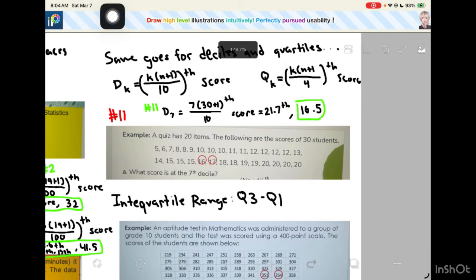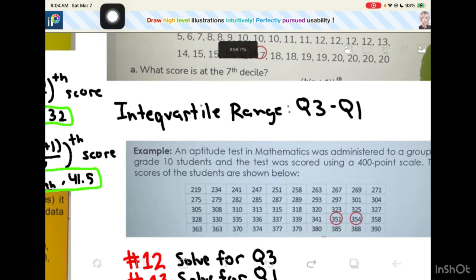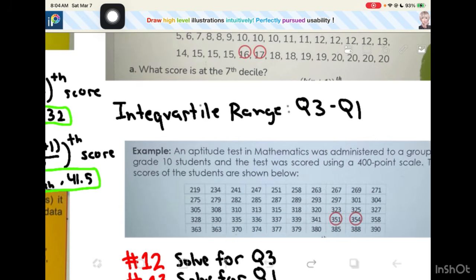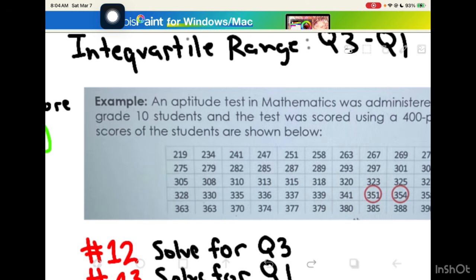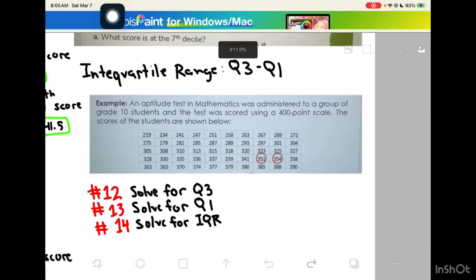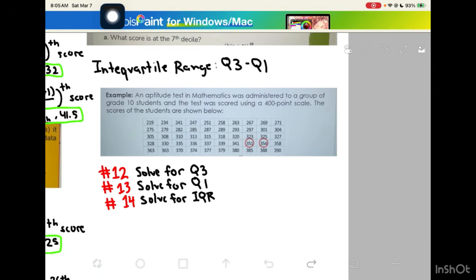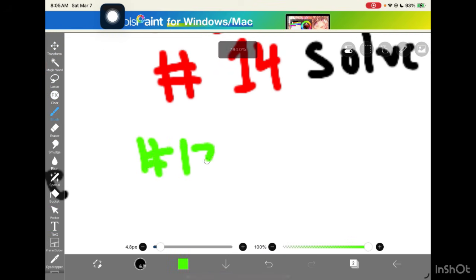So that is going to be our answer for the 7th decile. Now, there's also another term called the interquartile range. It's Q3 minus Q1. So what the interquartile range does, it basically excludes all of the extremes, like the extreme values in the first quarter and the fourth quarter of the data. So the bottom and top 25%. So this gives us like a reasonable range, you know. So let's try to solve that. We first need to solve for Q3 and Q1, which can be done with a pretty similar formula. So number 12 first.